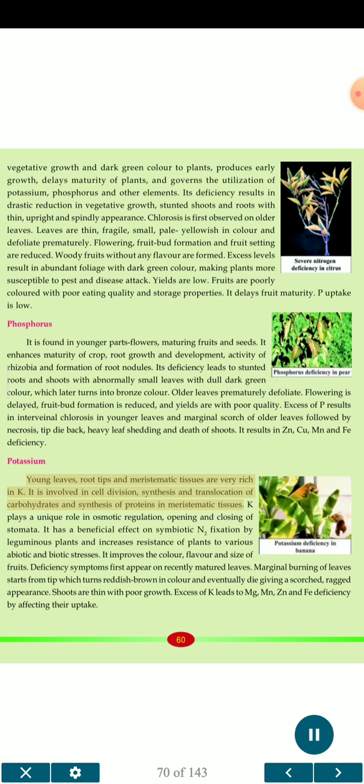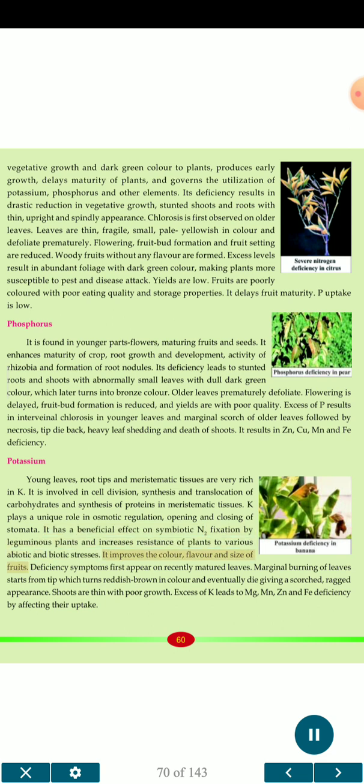Potassium. Young leaves, root tips and meristematic tissues are very rich in K. It is involved in cell division, synthesis and translocation of carbohydrates and synthesis of proteins in meristematic tissues. K plays a unique role in osmotic regulation, opening and closing of stomata. It has a beneficial effect on symbiotic N2 fixation by leguminous plants and increases resistance of plants to various abiotic and biotic stresses.